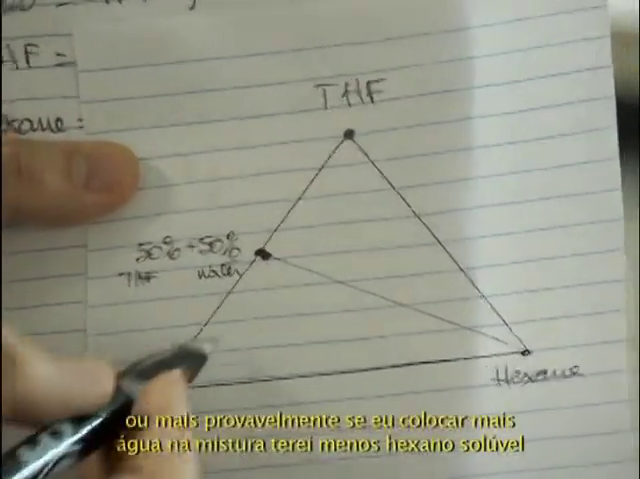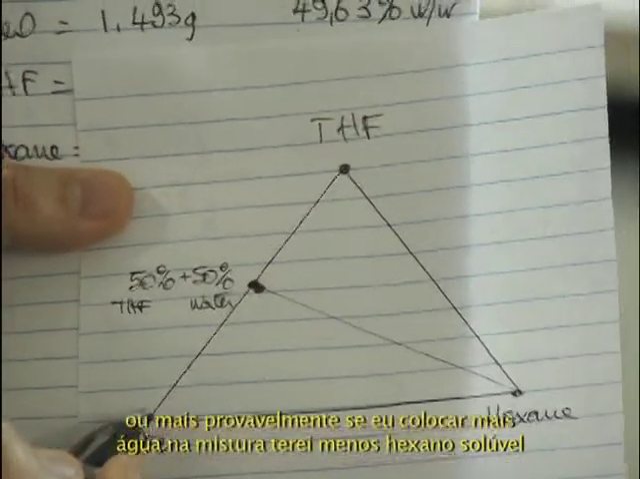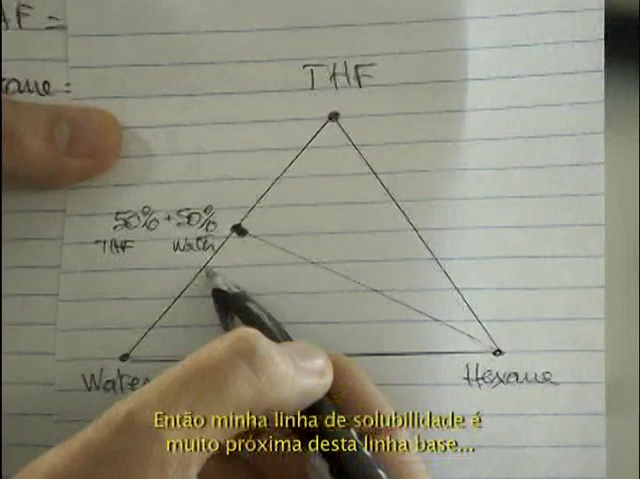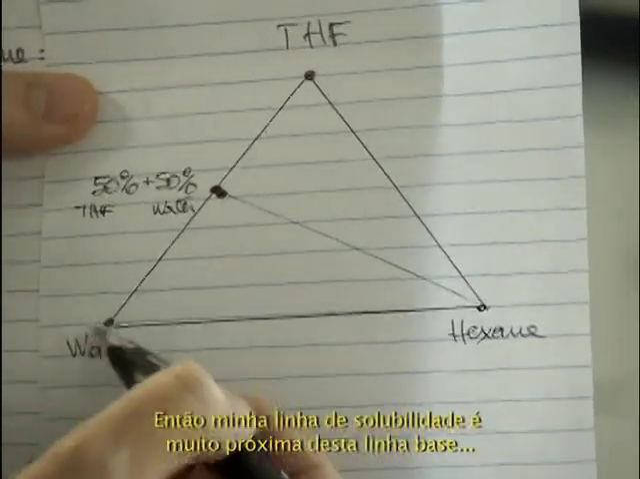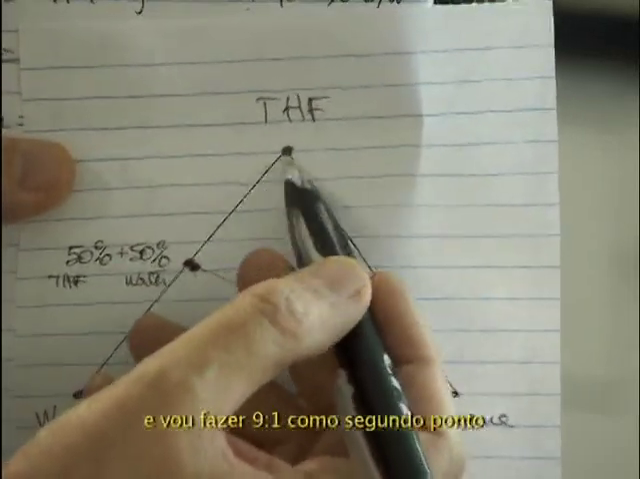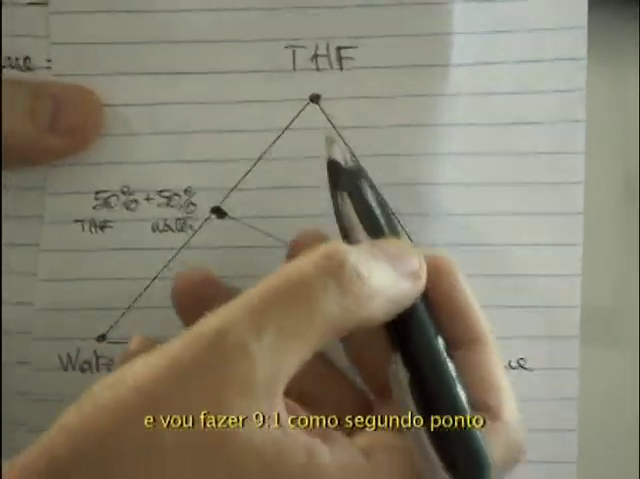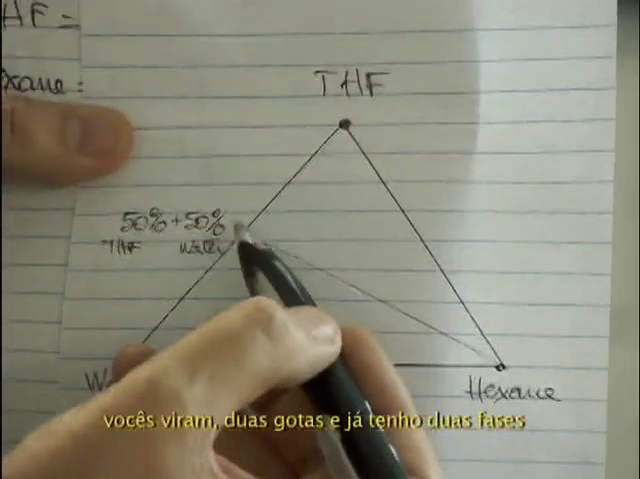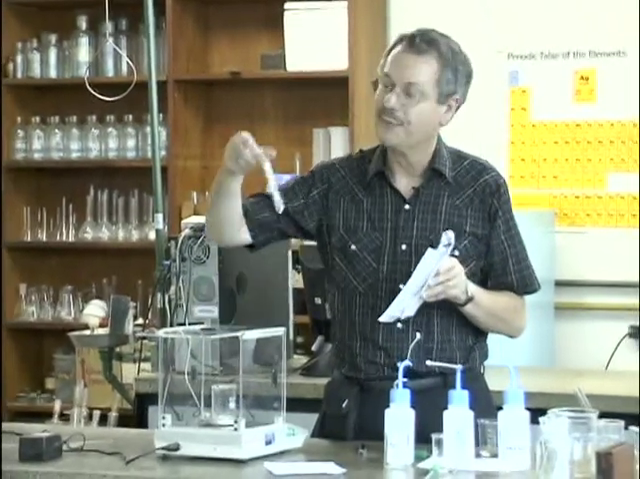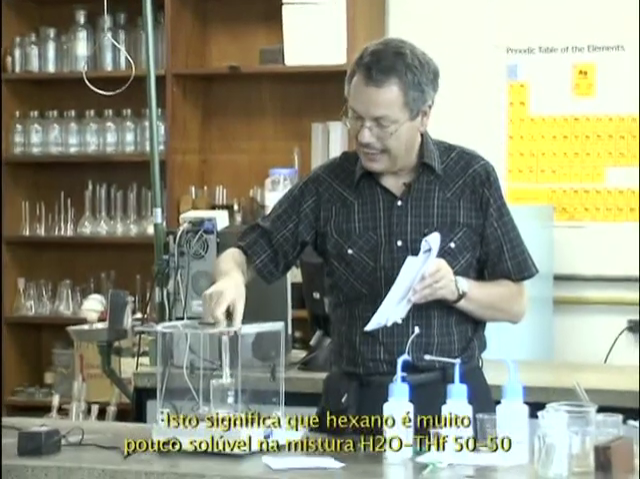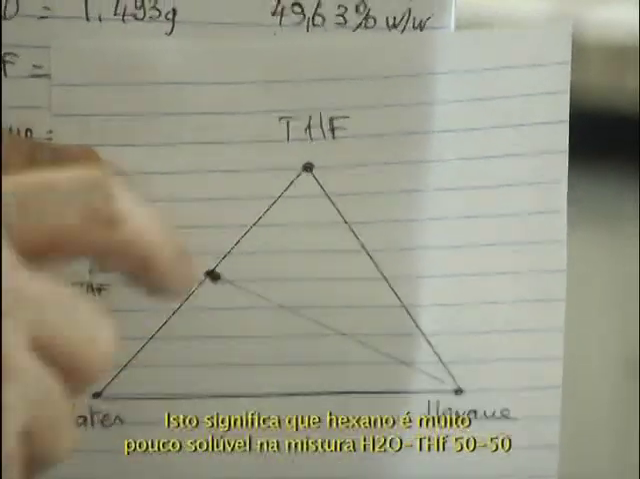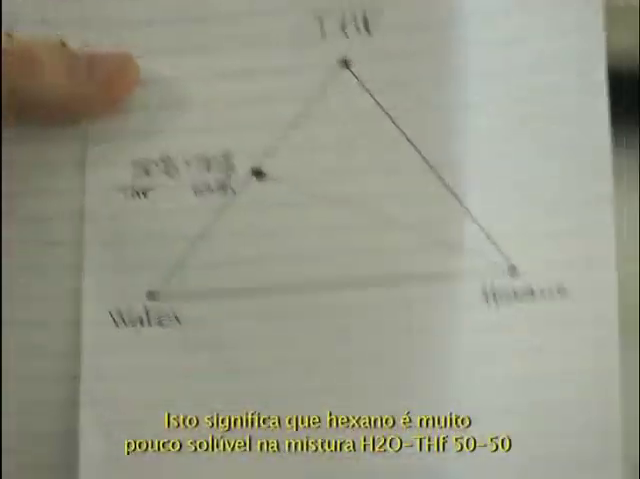It's probably so that if you put more water in the initial mixture, you will get less hexane soluble. So my binodal curve is just very close to that basis line, and I will go now 9 to 1 to make the second one, to have a little room to put some hexane in it. Because you have seen 2 drops, and I got 2 phases. It's still there. So it means hexane is very little soluble in the THF water 50-50% mixture.